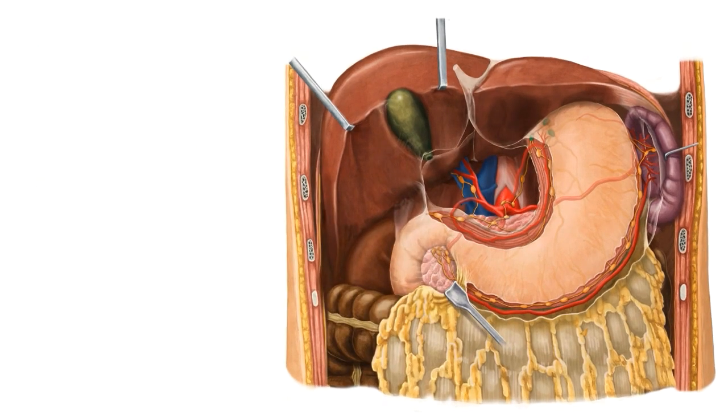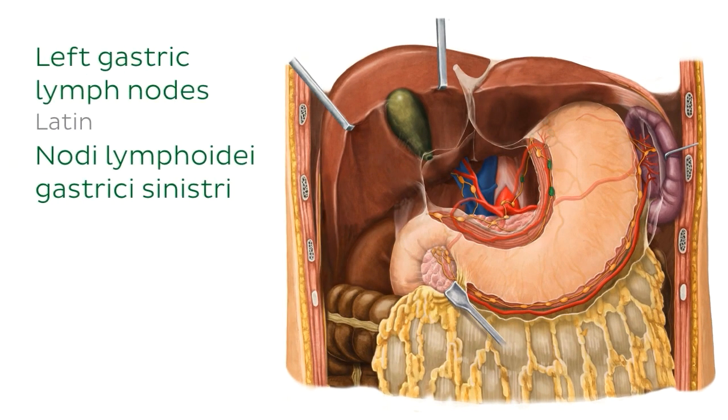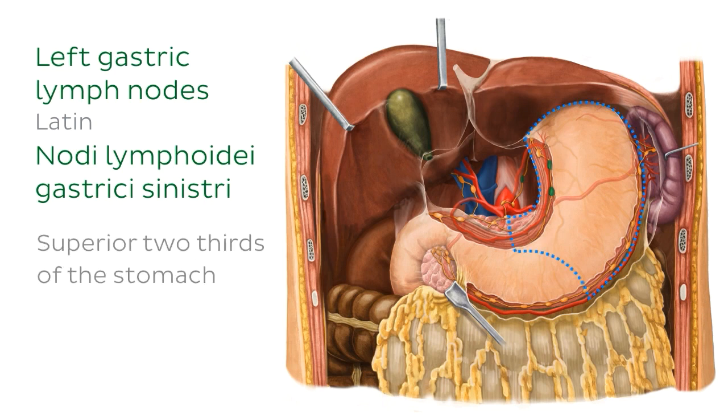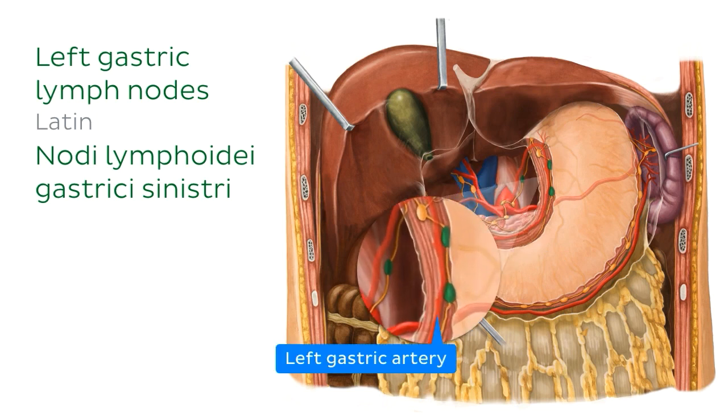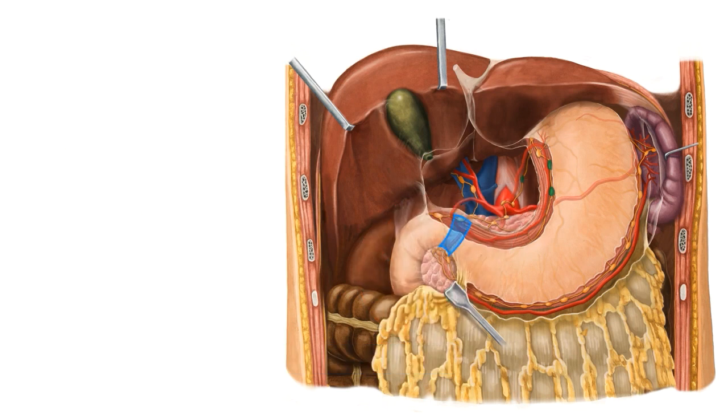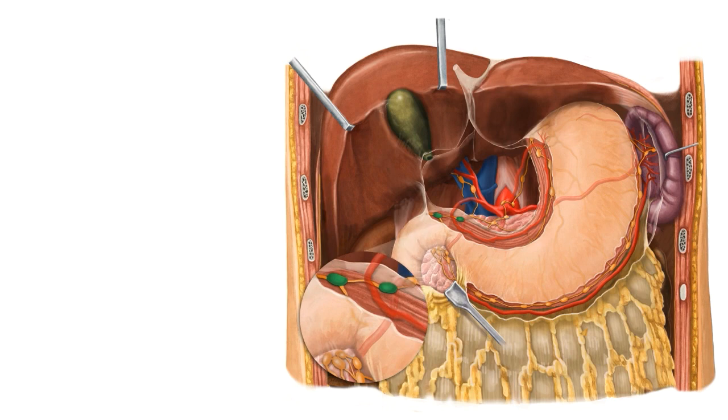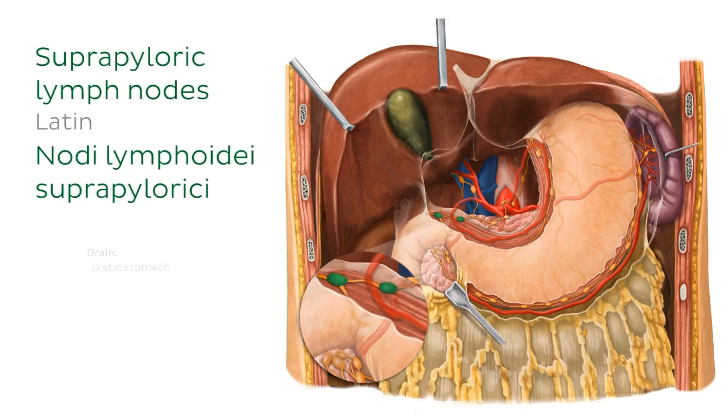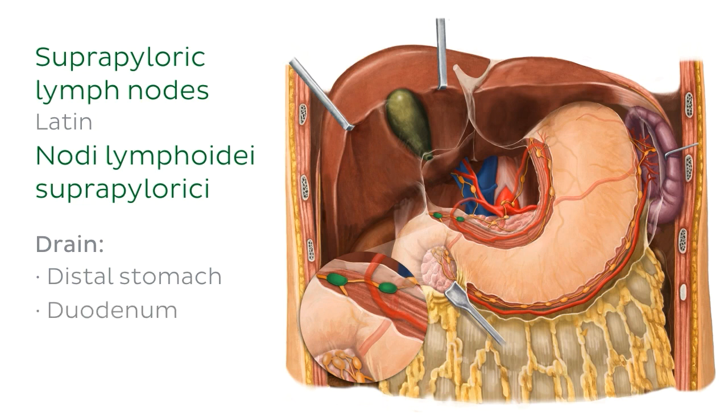Next, we have the left gastric lymph nodes, highlighted now in green, which drain lymph from the superior 2/3 of the stomach. And they also follow here the left gastric artery near the lesser curvature of the stomach. The most distal portion of the stomach, right here before it meets the duodenum, is known as the pylorus. The lymph nodes superior to the pylorus are then called the suprapyloric lymph nodes. These drain lymph from the distal stomach and the beginning of the duodenum, and then into the celiac lymph nodes.